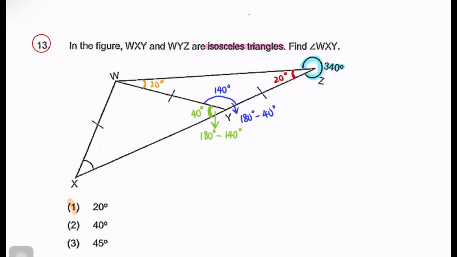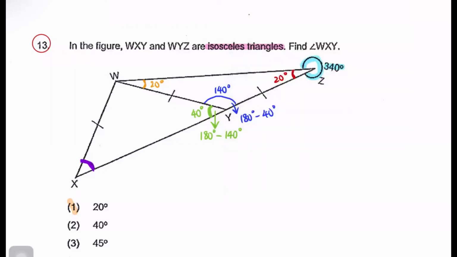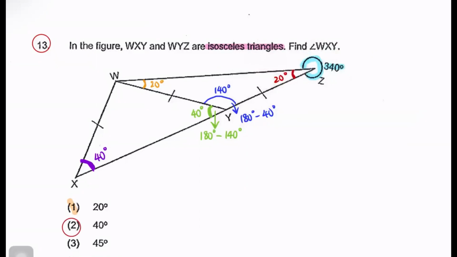We are just one step away. Find angle WXY. Use a different color, purple. WXY is here. It is also 40, because in WXY, these two lines are the same. It is an isosceles triangle. So this angle must be the same as this. So the answer is 40 degrees. No other answers. Understand now, Amber?